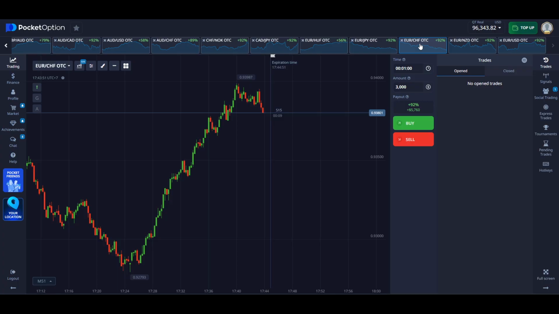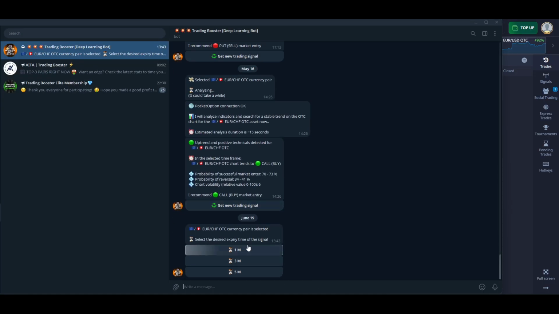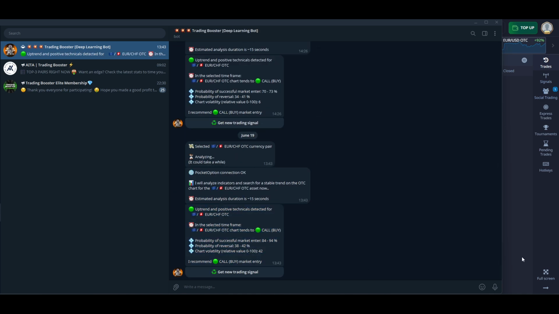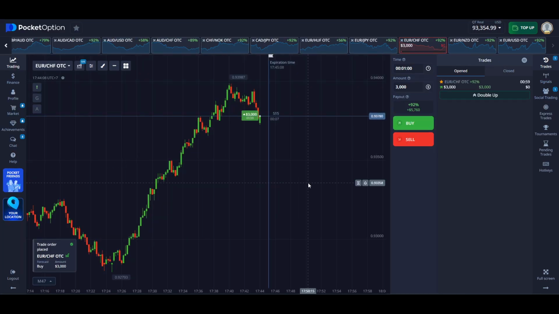I'm choosing the euro to Swiss franc currency pair. Switching over to BoosterBot, I select this currency pair and the trade duration, 1 minute, and now we wait for the signal. We get a great buy signal. Yes, the reversal percentage is pretty high, but so is the percentage for a successful entry. So right from here, I open my trade for $3,000.